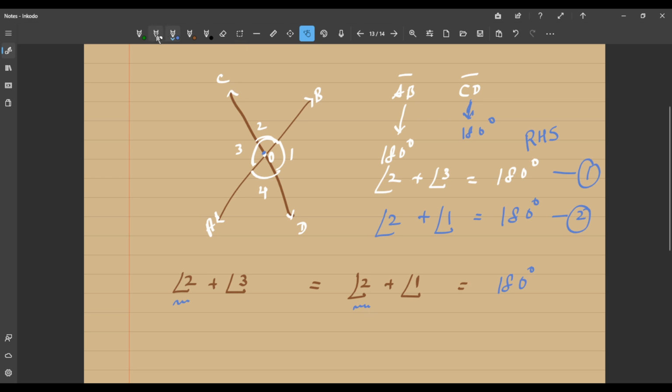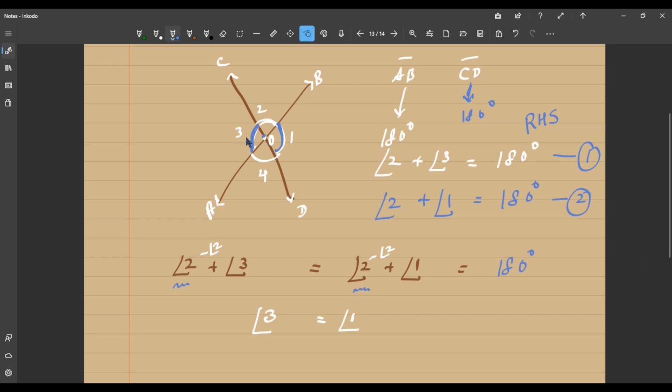So what if I subtract that measure from both sides of the equation? This is minus angle 2, and on the other side also I am subtracting angle 2. As a result I would be getting angle 3 is equal to angle 1, right? Now I suggest that you work on similar terms and arrive at angle 2 is equal to angle 4. I think you can easily do that. I give it to you as work to do on your own.